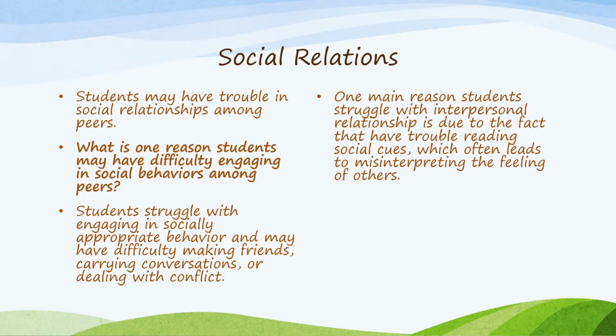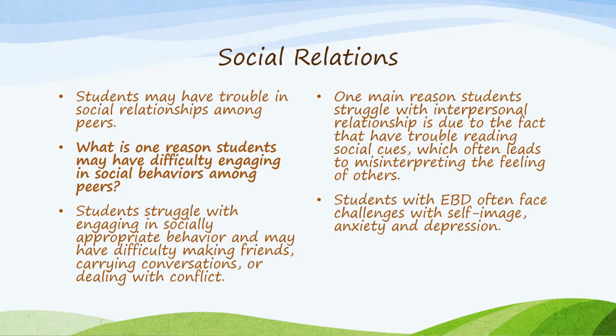One of the main reasons students struggle with interpersonal relationship issues is that they have trouble reading social cues. If they have trouble reading social cues, they may also misinterpret the feelings of others, creating an awkward situation that could make them feel uncomfortable and inhibit them from trying again. Therefore, students with EBD often face challenges with self-image, anxiety, and depression. So as you can tell, emotional and behavior disorders can build up and cause other issues as well.